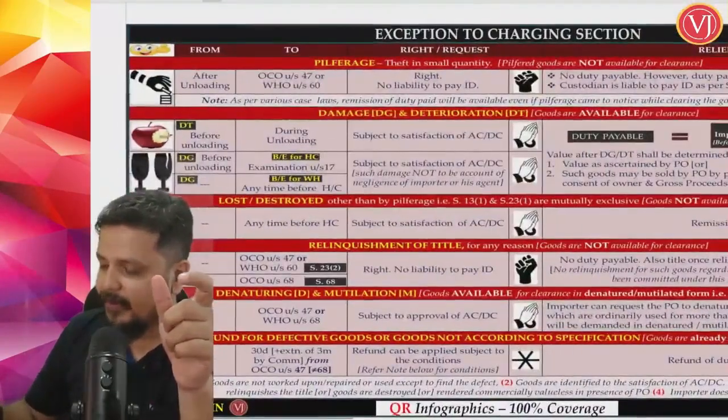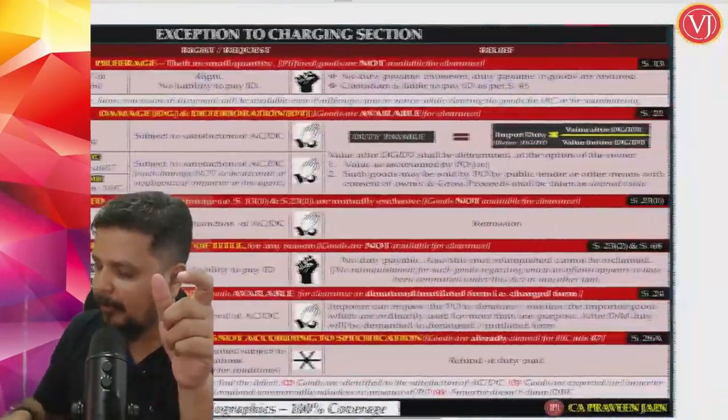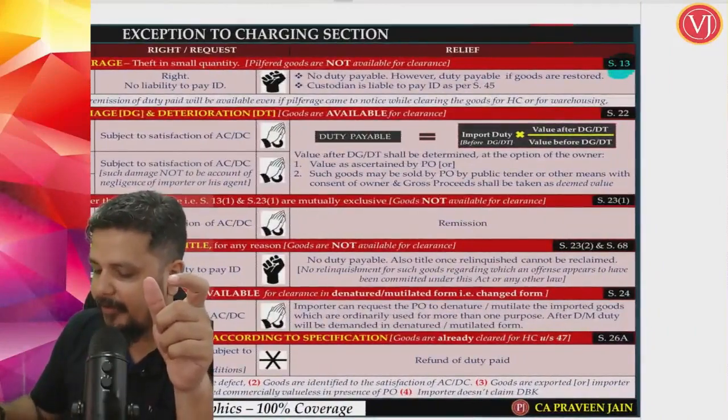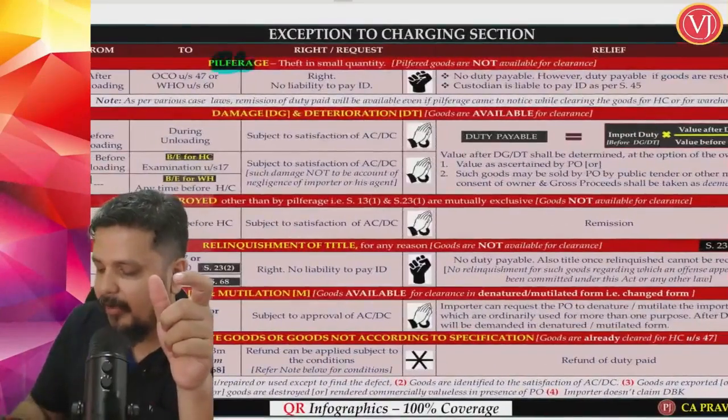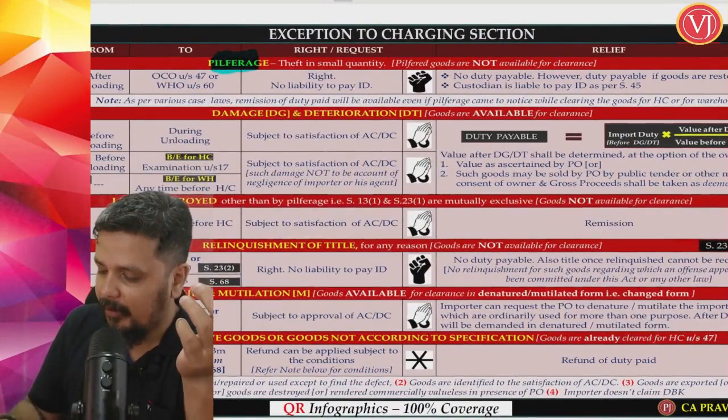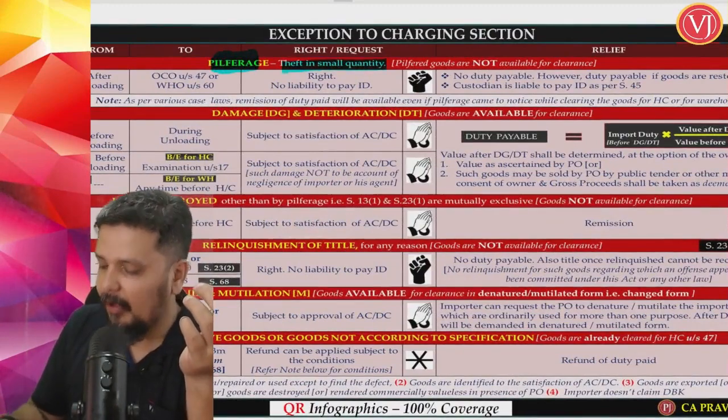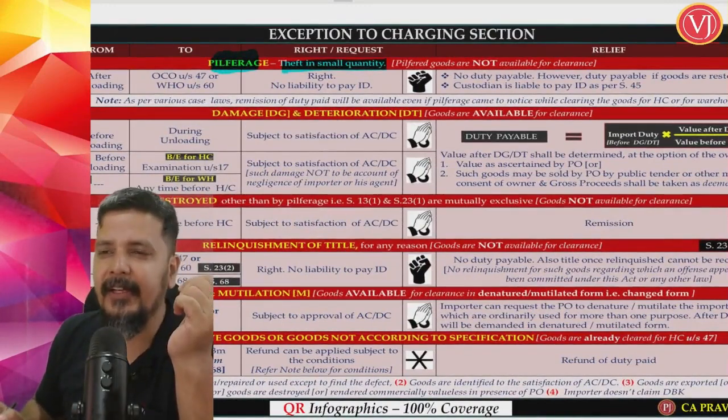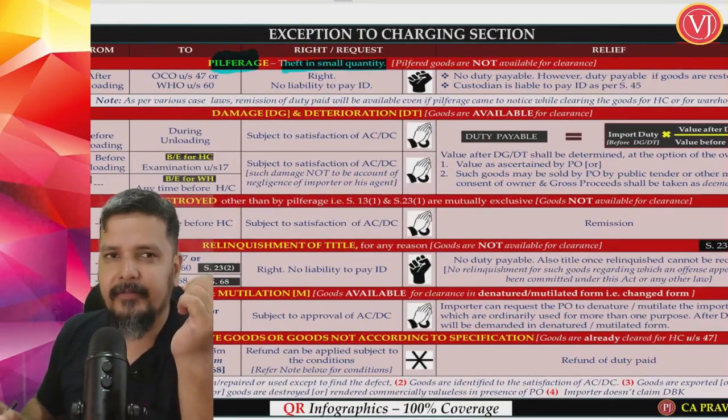Section 13 talks about pilferage loss. What is pilferage loss? Petty loss. Theft in small quantities.